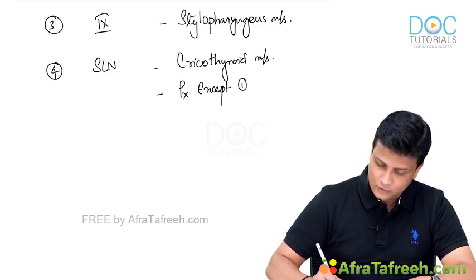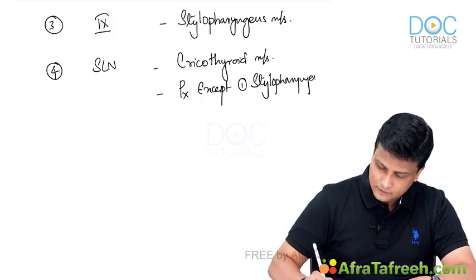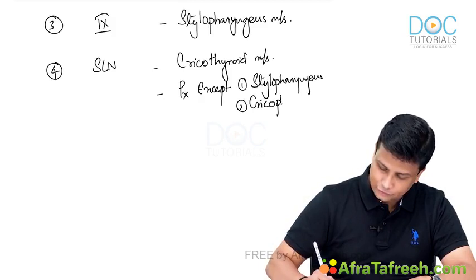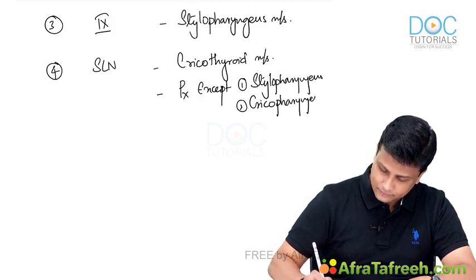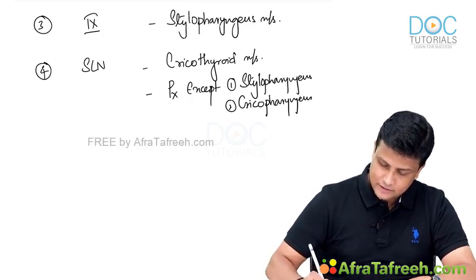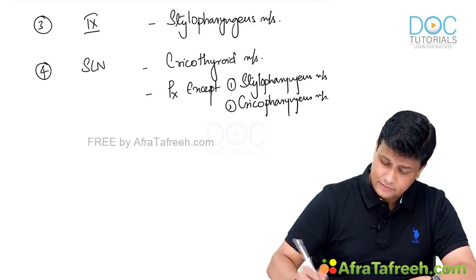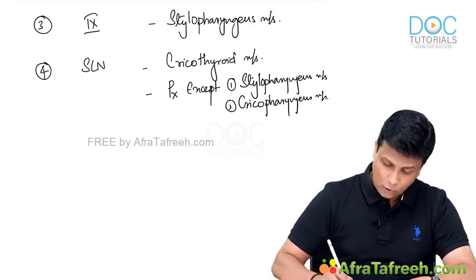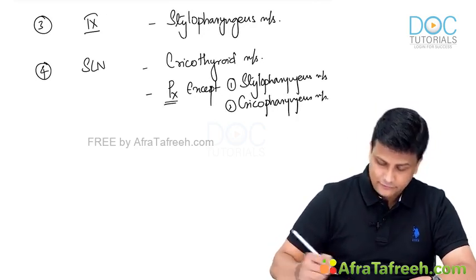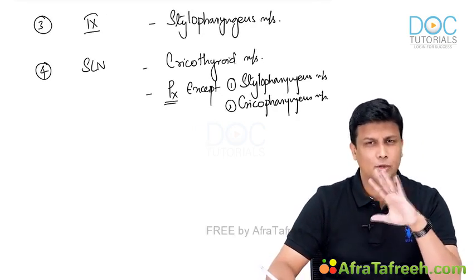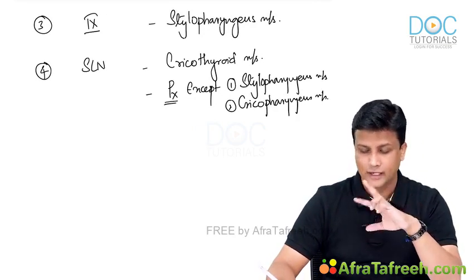Except one is stylopharyngeus, and another one, number 2, will be the cricopharyngeus. So one is stylopharyngeus muscle and another one will be the crico. Exceptions are important here, guys. So all the muscles of pharynx are derived from fourth arch only. They are derived from fourth arch only except the stylo and crico.